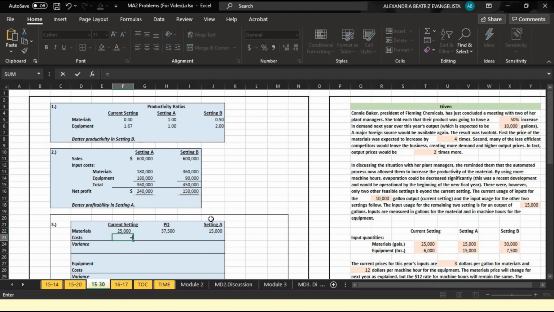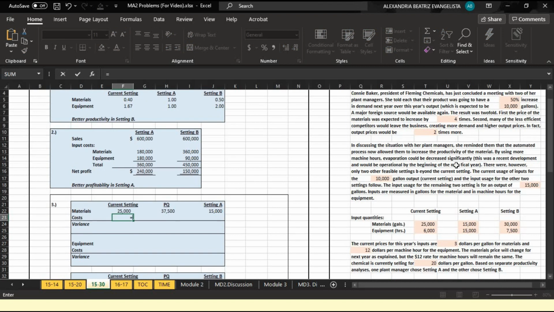And we're going to input its cost. For the current setting, that is $3. And then for PQ, we're just going to divide the prices. So on this side, it's going to be the current year's cost, which is $3. And then for this side, that is $12, because 4 times 3. And then for setting A, that is 12 as well.